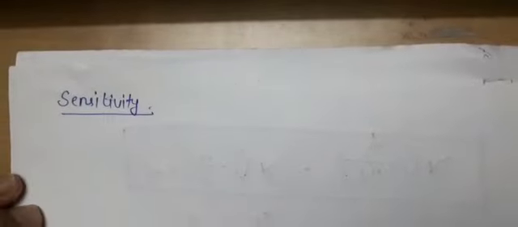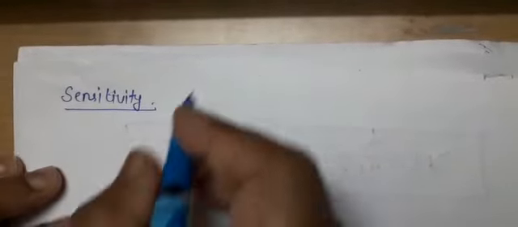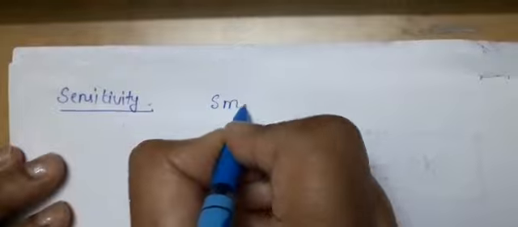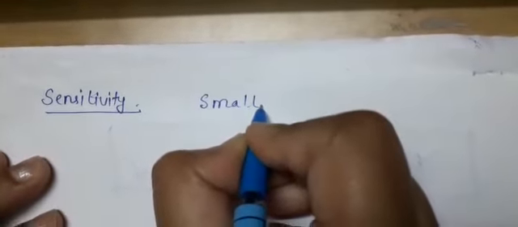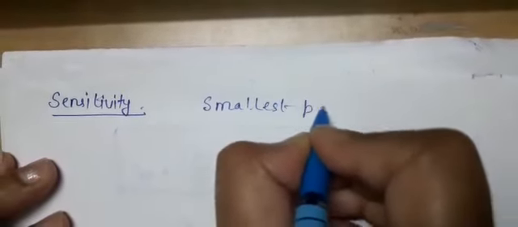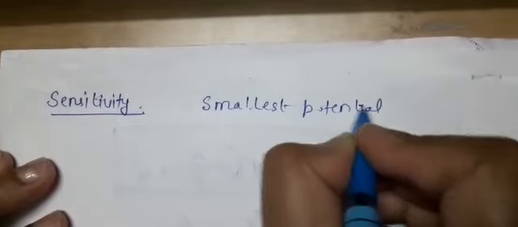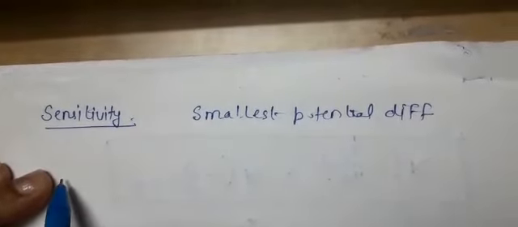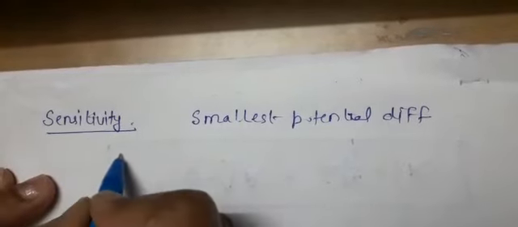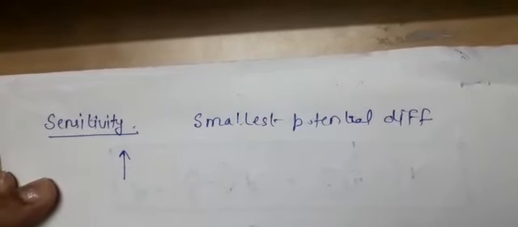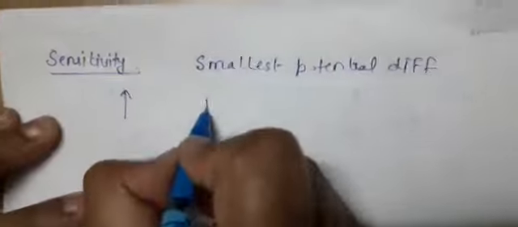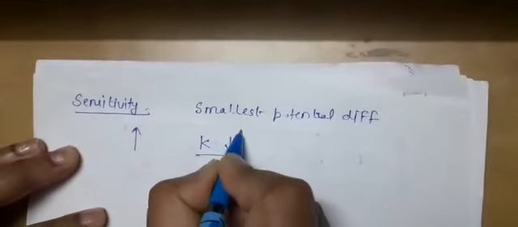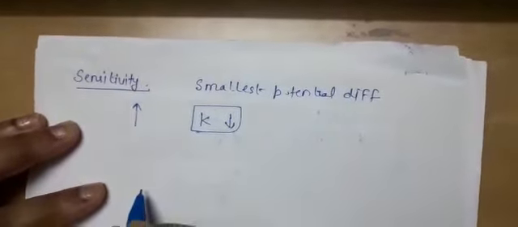So now next is the sensitivity of the potentiometer. It means it is sensitive to even the smallest deflection, so even the smallest potential difference can be measured with the help of the potentiometer. To increase the sensitivity of the potentiometer, we have to decrease the potential gradient. This is a very important point.